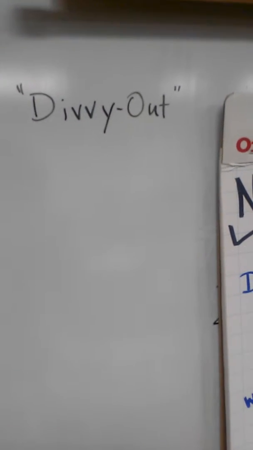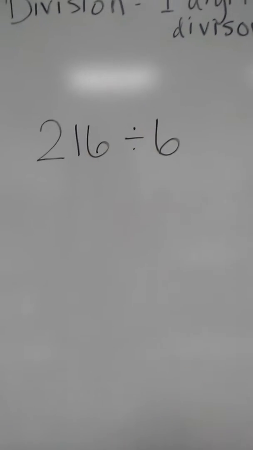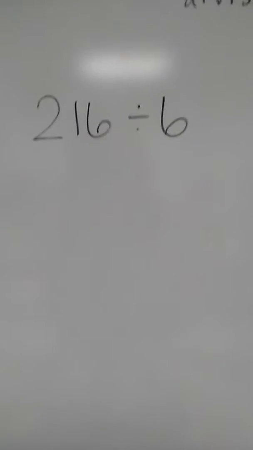Decimal division with one-digit divisors using the Divvy Out strategy. So for the problem 216 divided by 6, first I want to say that Divvy Out is only a good strategy to use when you have a one-digit divisor. Otherwise, it just is not an efficient strategy.